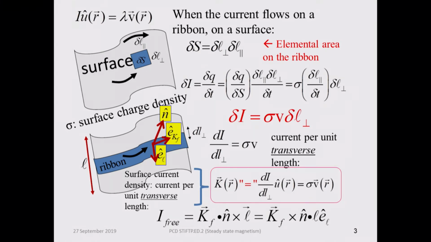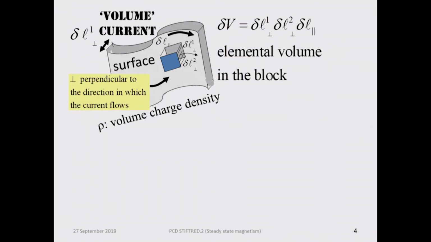So, you can see that the total current itself, which is the flow of free charges, will be given by the component of the surface current density along a direction which is orthogonal to the unit normal to the surface at that point, and also to the length along which the charges are flowing. Okay? So, it will be given by this K_f dot n cross L, and you can always interchange the dot and the cross, and you can write it any which way. All right? You can also have a volume current.